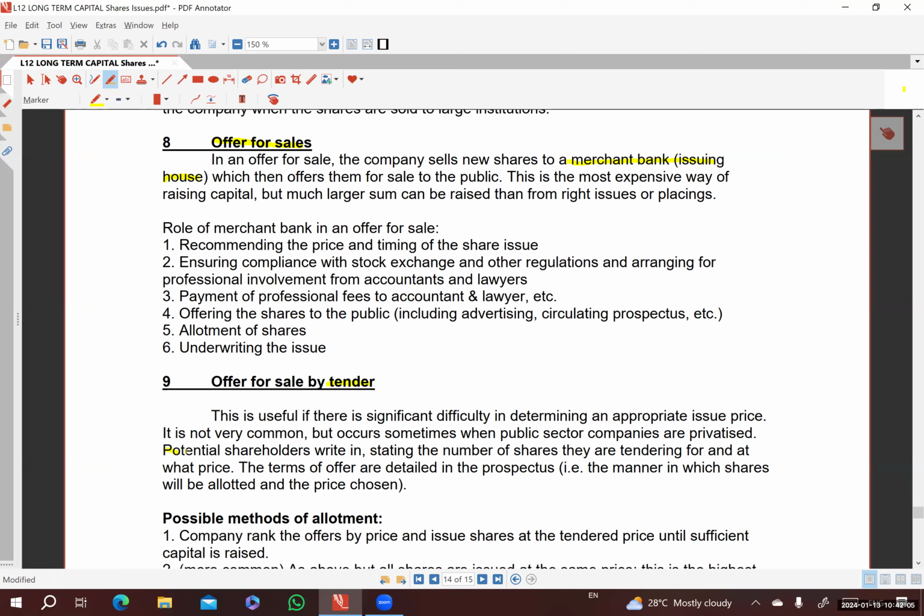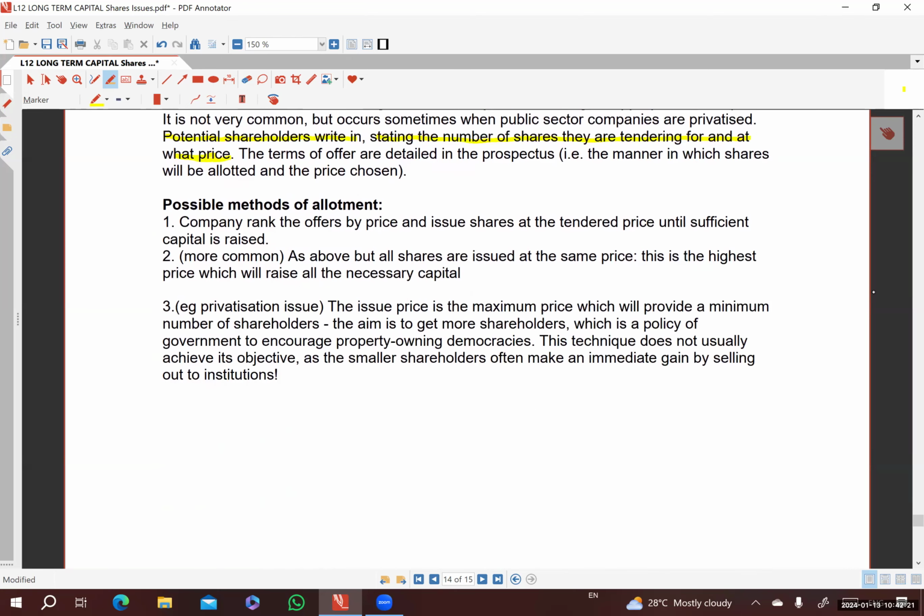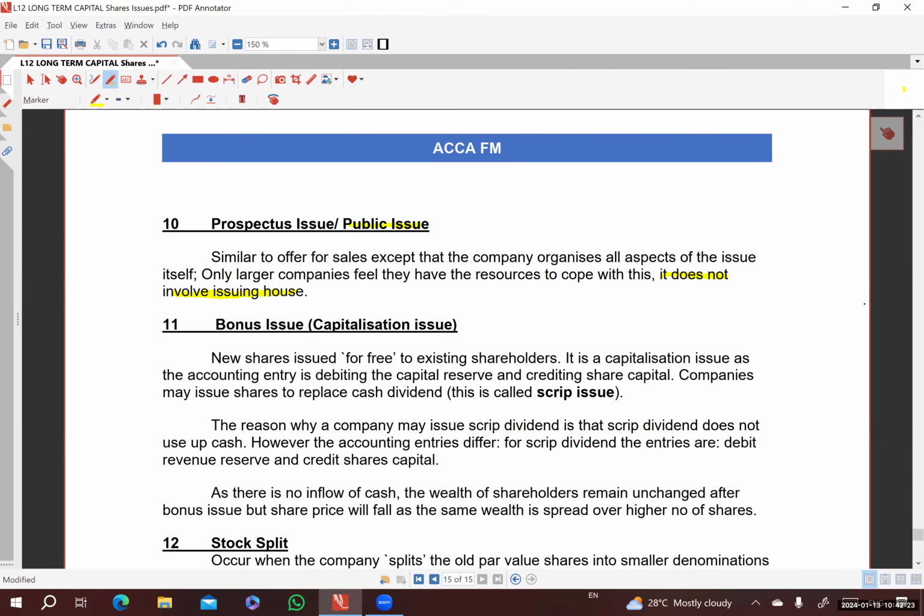So the potential shareholders will write in and offer a price, stating how many shares they want to tender and at what price. Okay. So these are all the different methods of issuing.